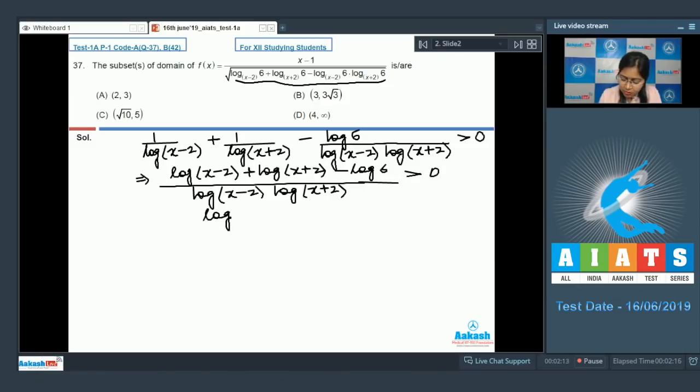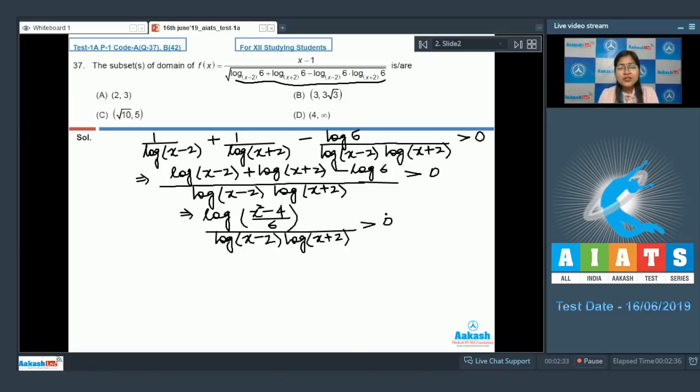So we are left with log of (x square minus 4) divided by 6, and in the denominator we have log(x minus 2) log(x plus 2). So this whole value should be greater than 0. Now let's firstly find the values of x for which the function is defined. That is, this base x minus 2 should be greater than 0 and base should not be equal to 1. Similarly here x plus 2 should be greater than 0 and x plus 2 should not be equal to 1, right? These should definitely be satisfied, right?